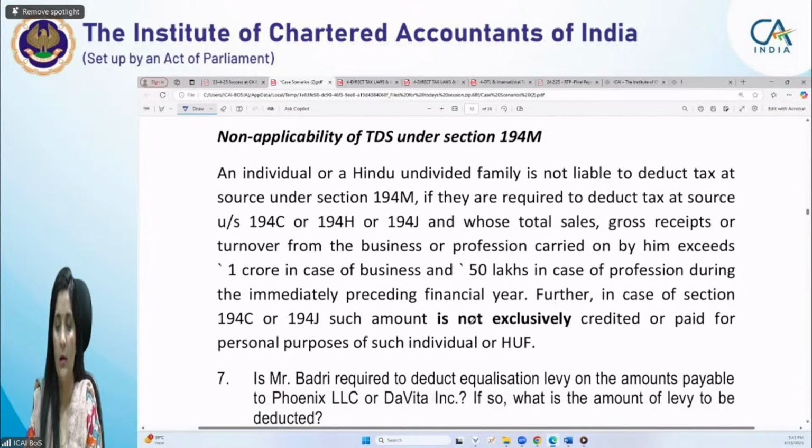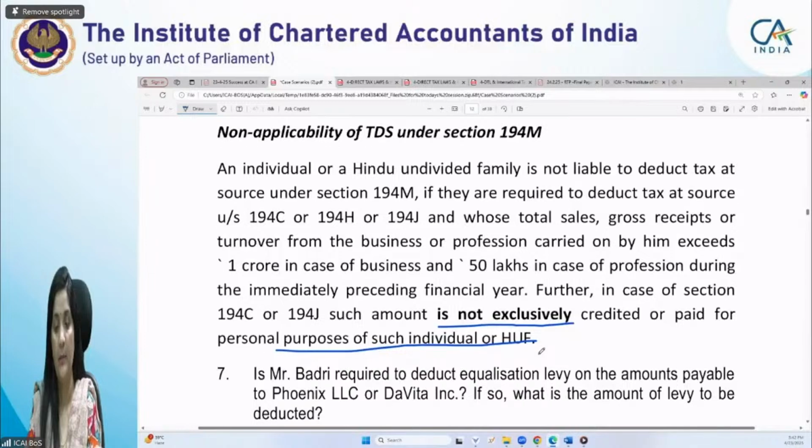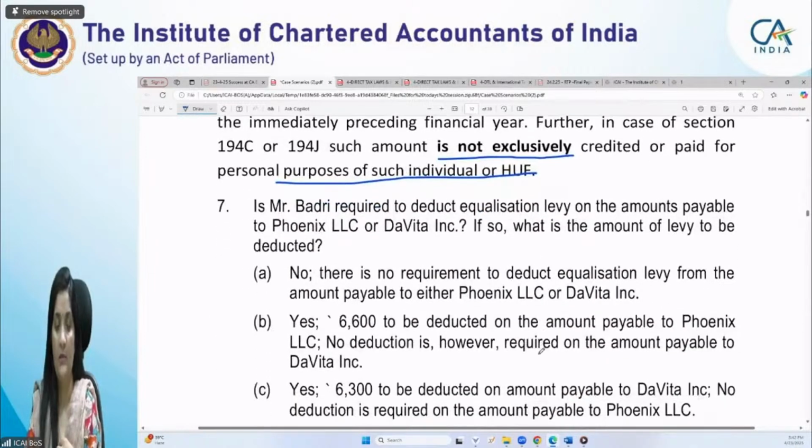Now I have discussed where these provisions are not required, not liable to deduct. कब 194M में कब नहीं कटेगा, but 194C and H and J में they are required to deduct, and whose total sales or gross receipts are exceeding 1 crore or 50 lakh in the immediately preceding financial year, or further in case of section such amount is not exclusively credited or paid for personal purposes. Then ठीक है.